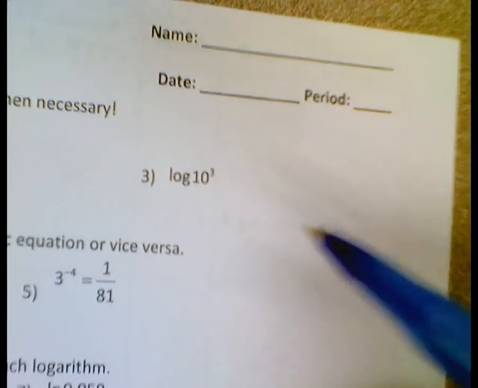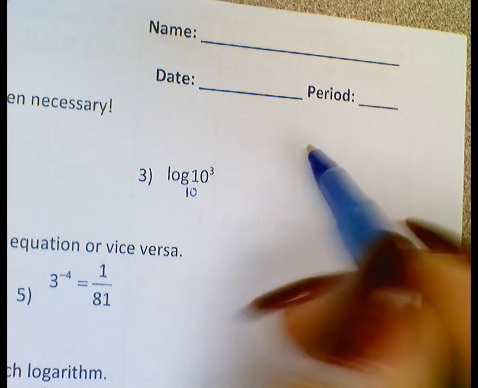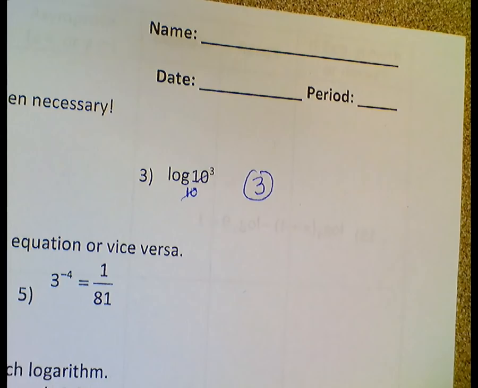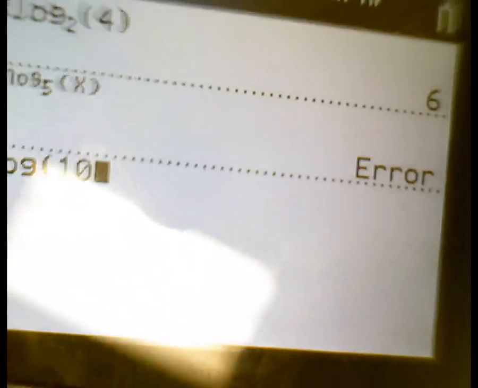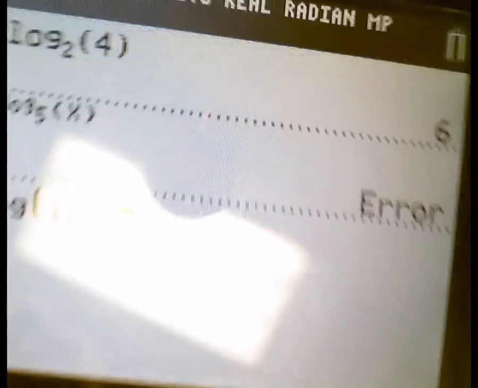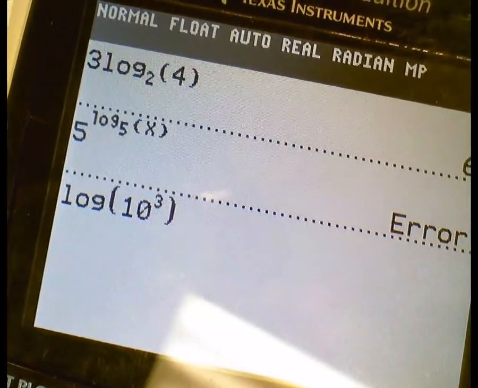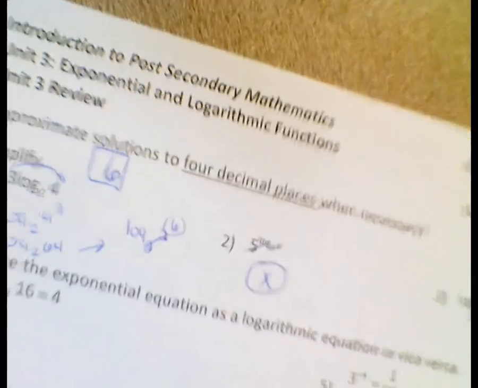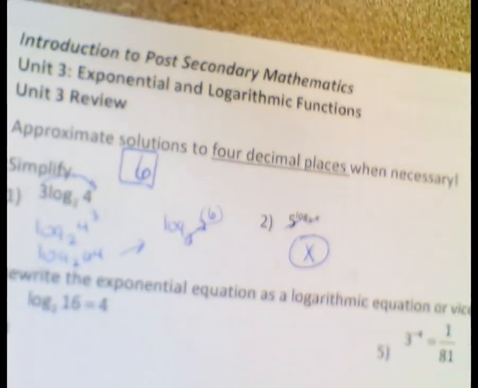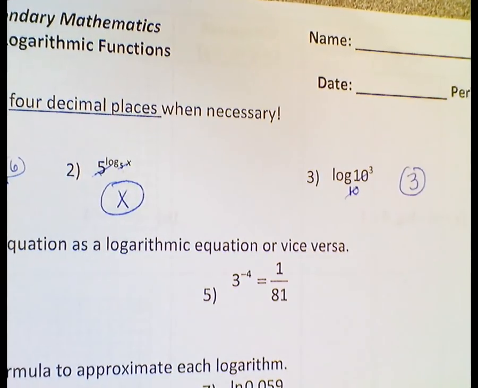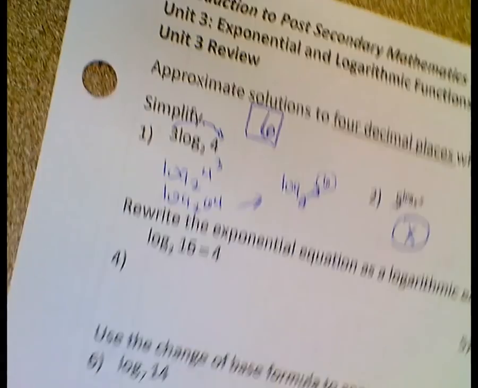This one, again, you cancel the bases, and the answer is 3. If you're punching that one in the calculator, you press log 10. Make sure the 3 is on the inside of the parentheses. The 3 needs to be on the inside of the parentheses like this. It has to be on the inside in order to get the right answer. You guys, there's the first 3 answers: 6, x, and 3.